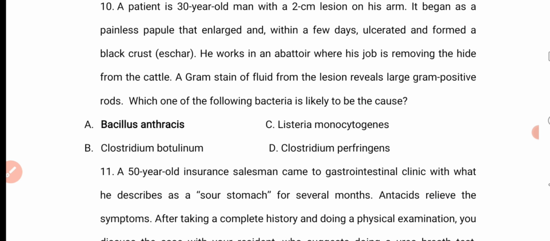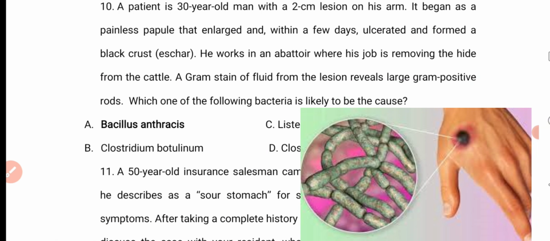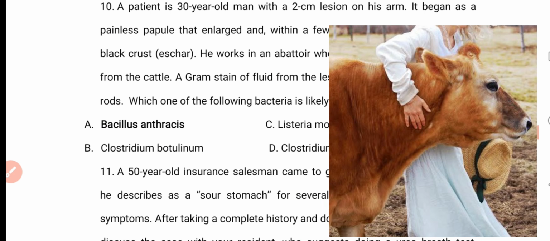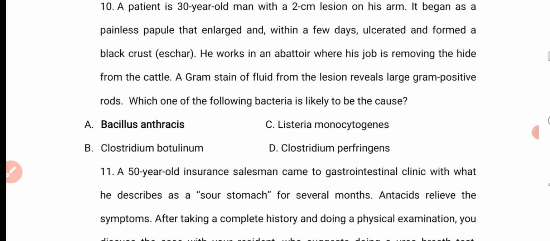But here we see he was working with cattle. As you know, with Bacillus anthracis, the infection usually comes from contact with cattle, because this bacteria usually resides in the fur, in the hair of the animals, in the hair of cattle. So the most likely bacteria will be Bacillus anthracis. Okay, A is the correct answer.